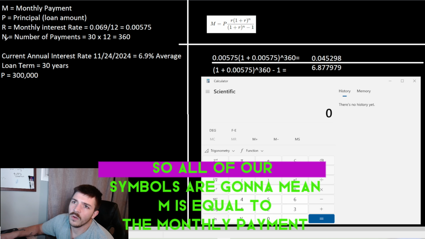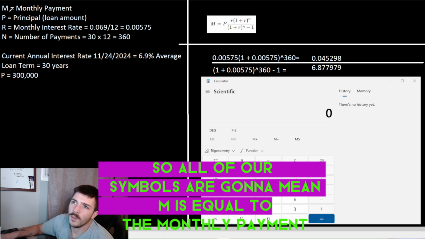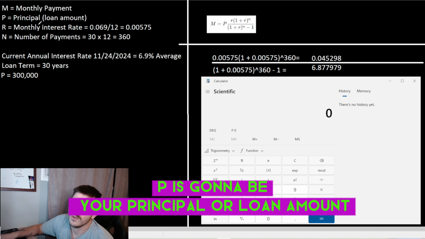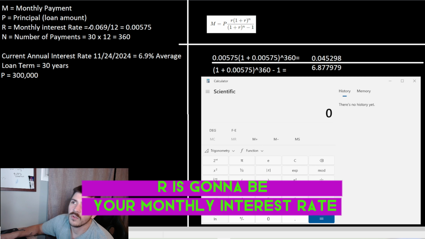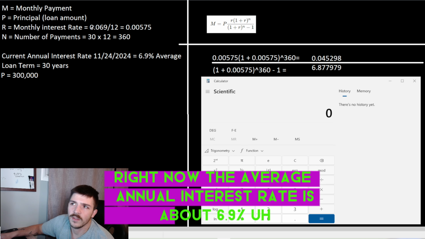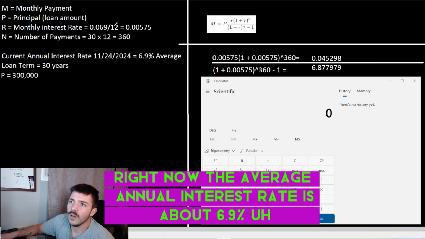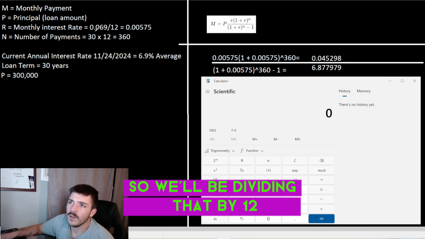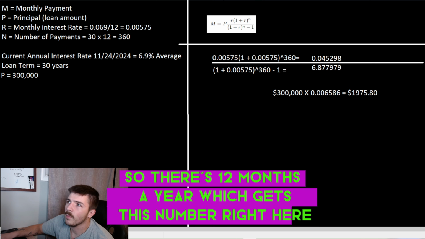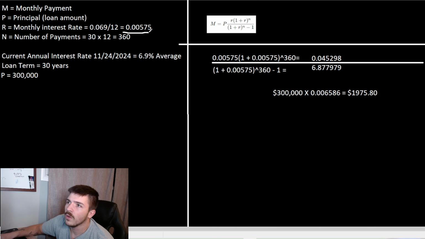So all of our symbols are going to mean: M is equal to the monthly payment, P is going to be your principal or loan amount, R is going to be your monthly interest rate. Right now, the average annual interest rate is about 6.9%. So we'll be dividing that by 12, because there's 12 months a year, which gets this number right here.